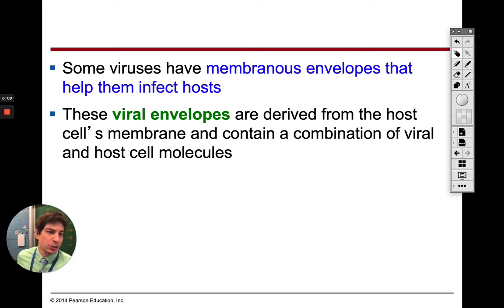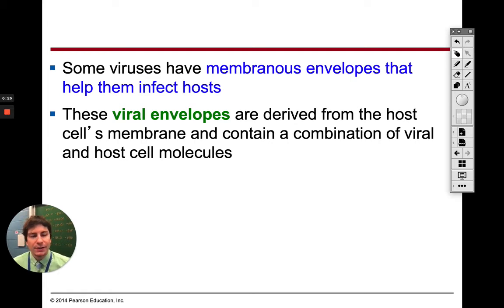Okay, so we're going to talk about what a host cell is. A host cell is a cell that the virus is going to use, pretty much take over, and then use for whatever it wants. So it's almost like taking the cell hostage.